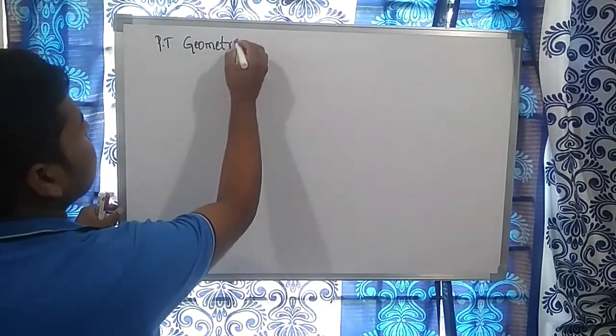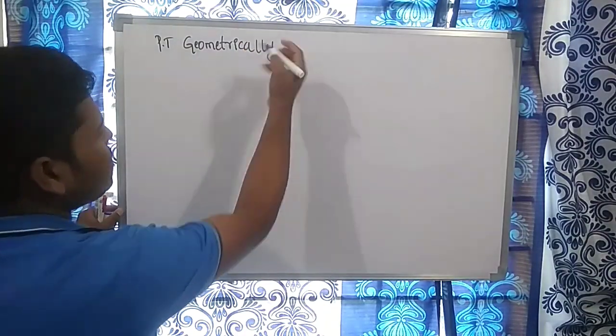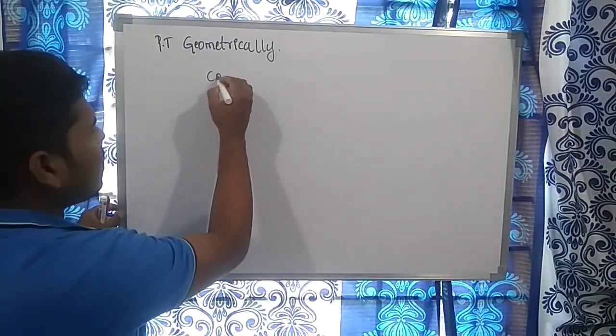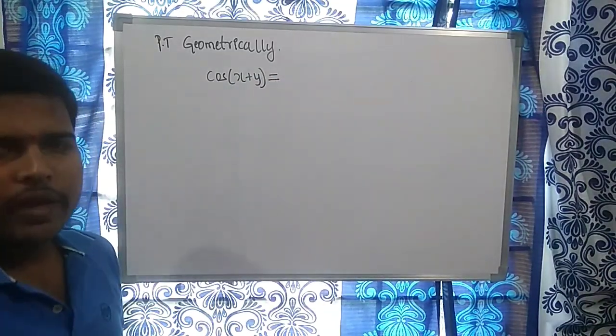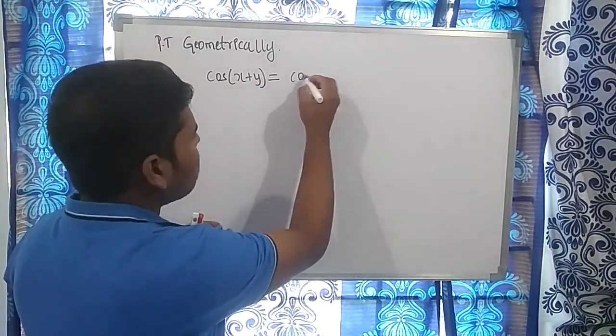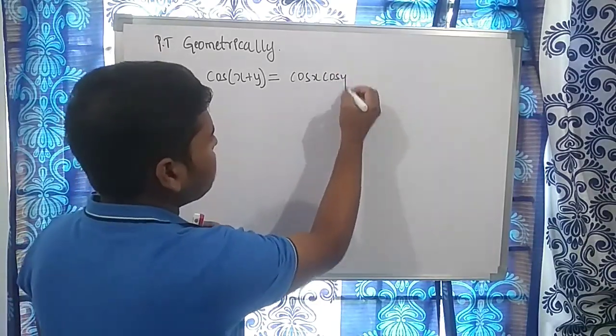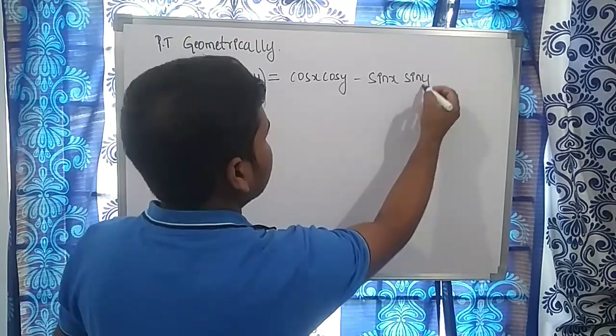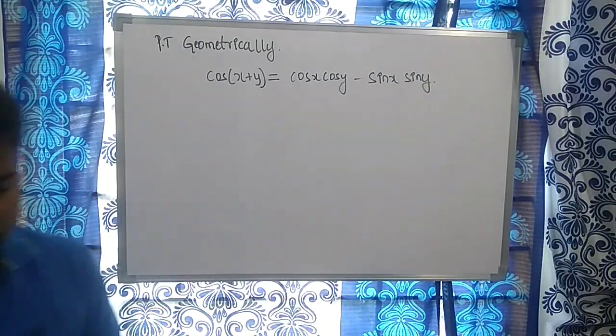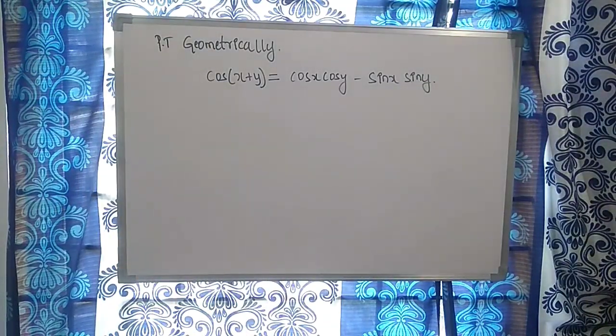Geometrically, cos of x plus y is equal to cos x cos y minus sin x sin y. We have to show this geometrically.